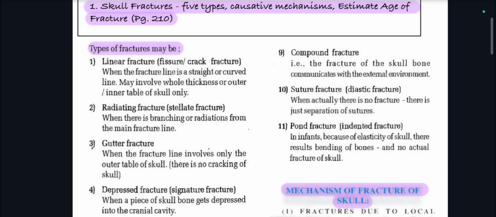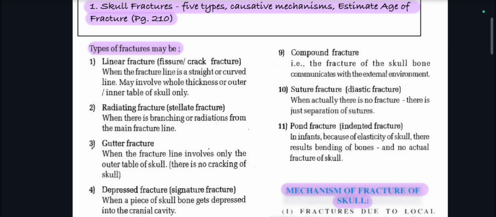Number 10, suture fracture, also called diastatic fracture. When actually there is no fracture, there is just separation of the sutures. So suture fracture is technically not a fracture, it is just increasing the distance between the sutures. What is pond fracture? Also called indented fracture. In infants, because of the elasticity of the skull, there results bending of bones and no actual fracture of the skull. Technically, there is no fracture but just bending of bones in infants.